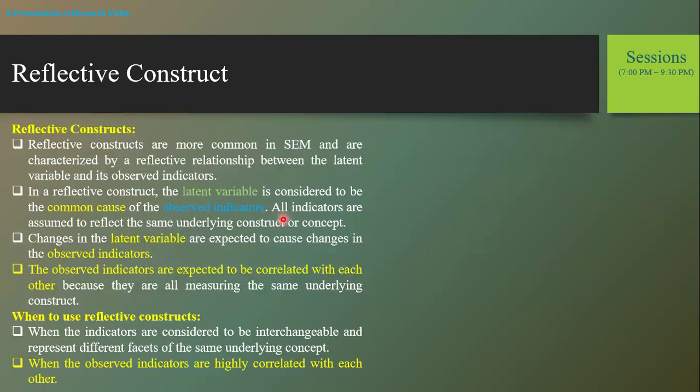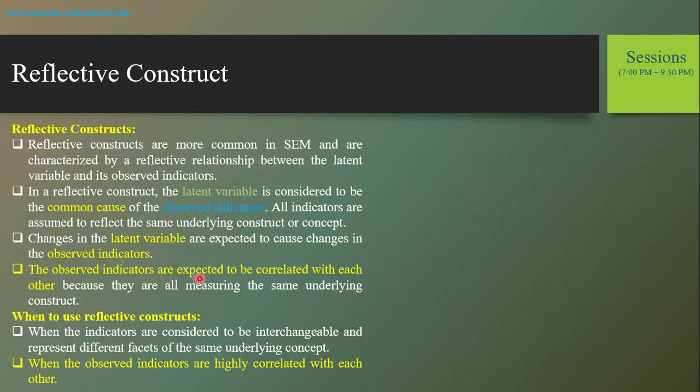I will let you know through an example what it means. All indicators are assumed to reflect the same underlying construct or concept. So changes in the latent variable are expected to cause changes in the observed indicators. It means if you change your observed indicator or your statement, it will also change the latent variable. So they are causing some common cause regarding the latent variable. If you change the statement, your latent variable will also change. They are directly proportional, they have direct proportional changes in both of them.